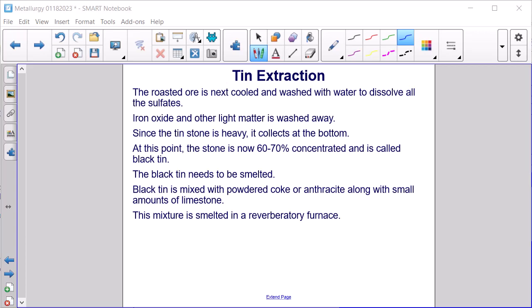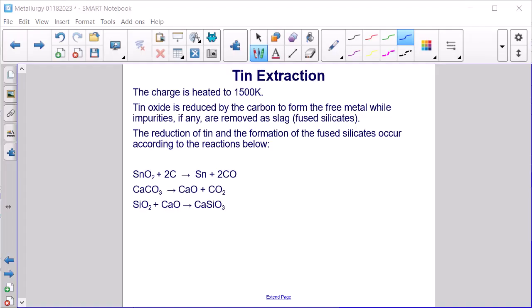The black tin needs to be smelted. Black tin is mixed with powdered coke or anthracite along with small amounts of limestone. The mixture is smelted in a reverberatory furnace. The charge is heated to 1500 Kelvin. Tin oxide is reduced by the carbon to form the free metal, while impurities, if any, are removed as slag, fused silicates. The reduction of tin and the formation of the fused silicates occur according to the reactions below.